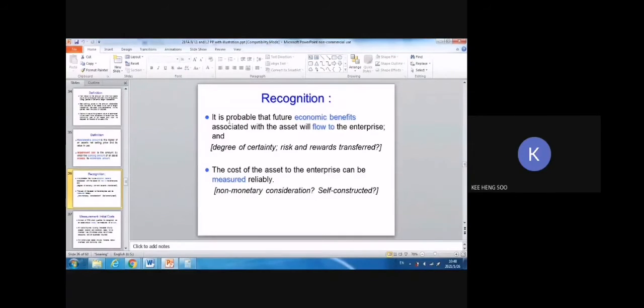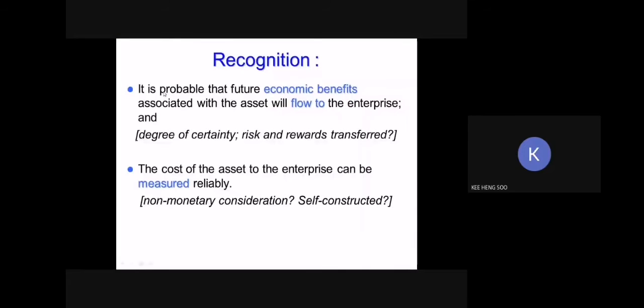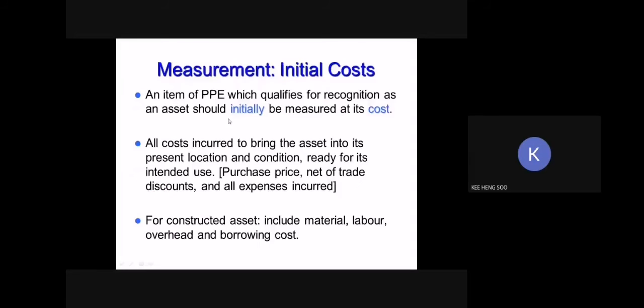Can you see that the keyword is probable future economic benefit? I remember I told you to change the word probable to potential. Potential future economic benefit flowing into the entity, and it must be able to be measured. Then you can recognize it as an asset already. That is called recognition. And measurement is always at cost.